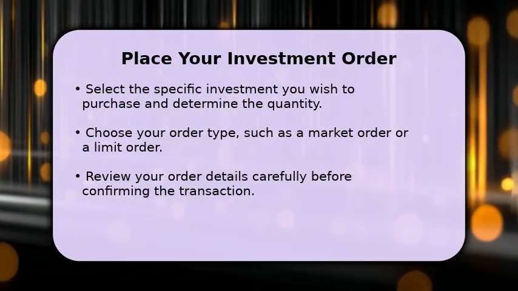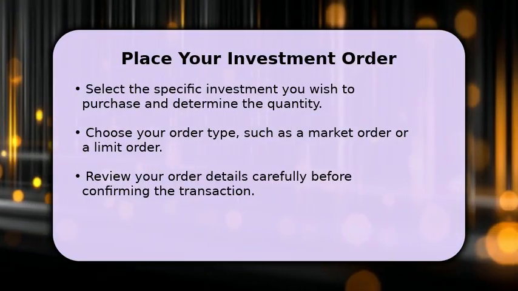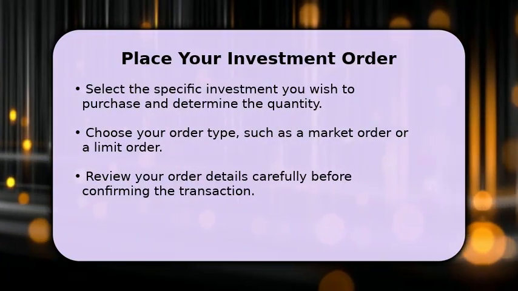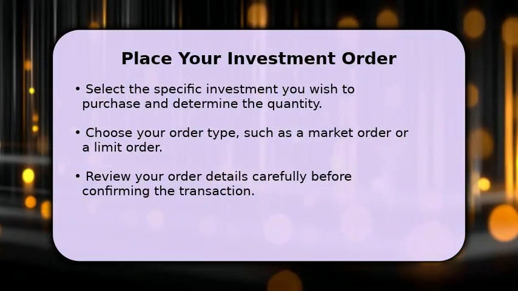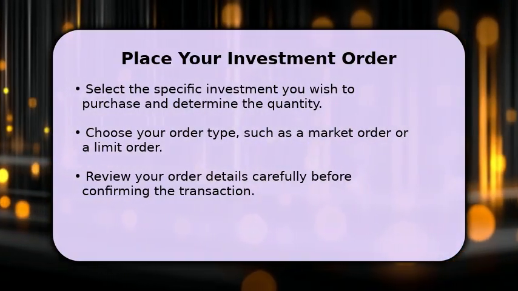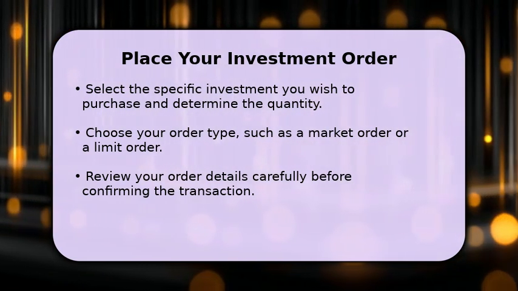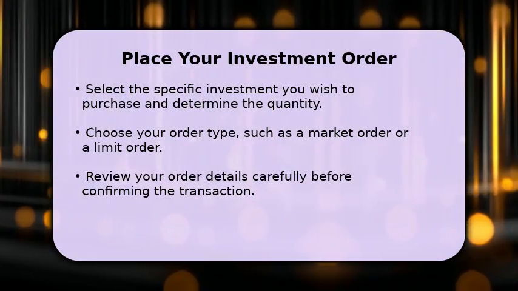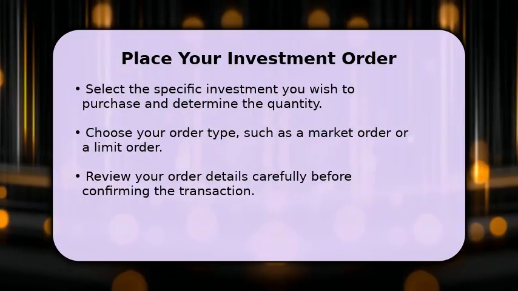Finally, when you've decided on your investments, placing an order is simple. Navigate to the trading section, select the specific stock or fund you wish to buy, and enter the quantity. You'll then choose an order type, like a market order for immediate execution or a limit order to specify a maximum price. Always review all the details of your order carefully before confirming to ensure accuracy and complete your purchase.